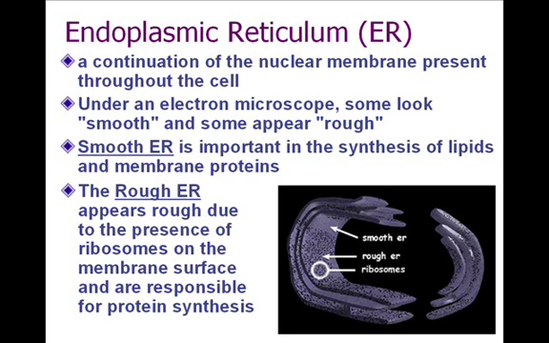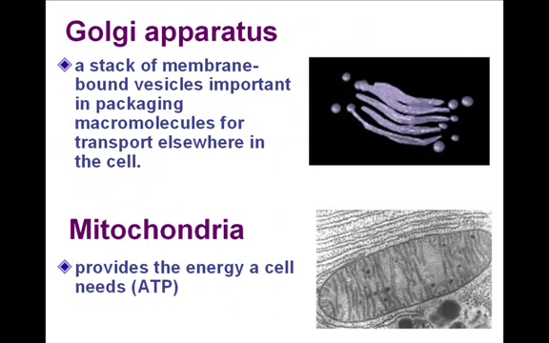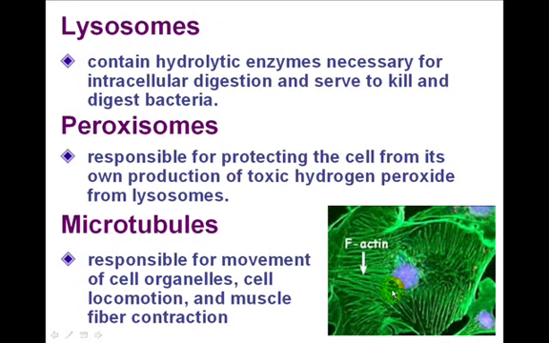The Golgi apparatus, also called the warehouse of the cell, is a stack of membrane-bound vesicles that are important in packaging macromolecules for transport elsewhere in the cell. And the mitochondria is also known as the powerhouse of the cell and provides the energy a cell needs, that is ATP. Here's an example of mitochondria sitting down there with the little cristae.